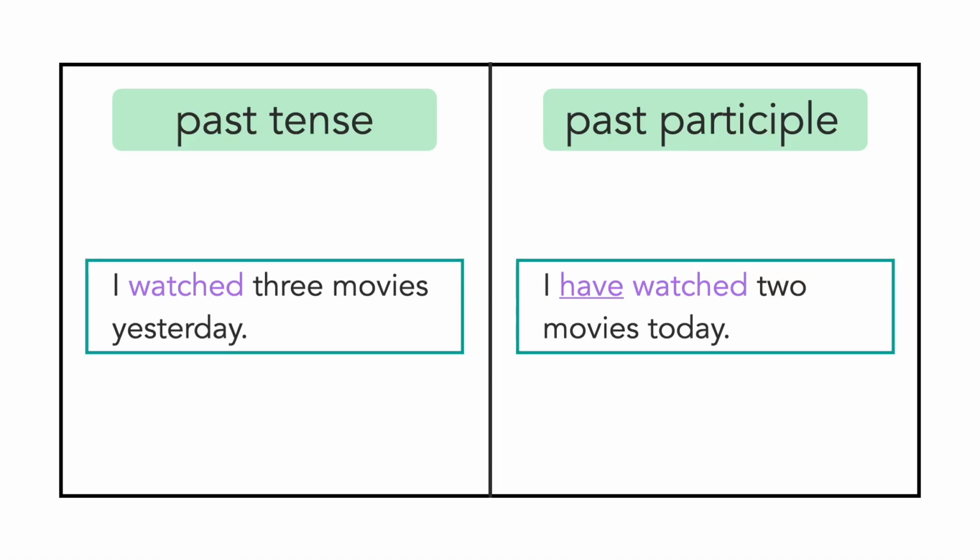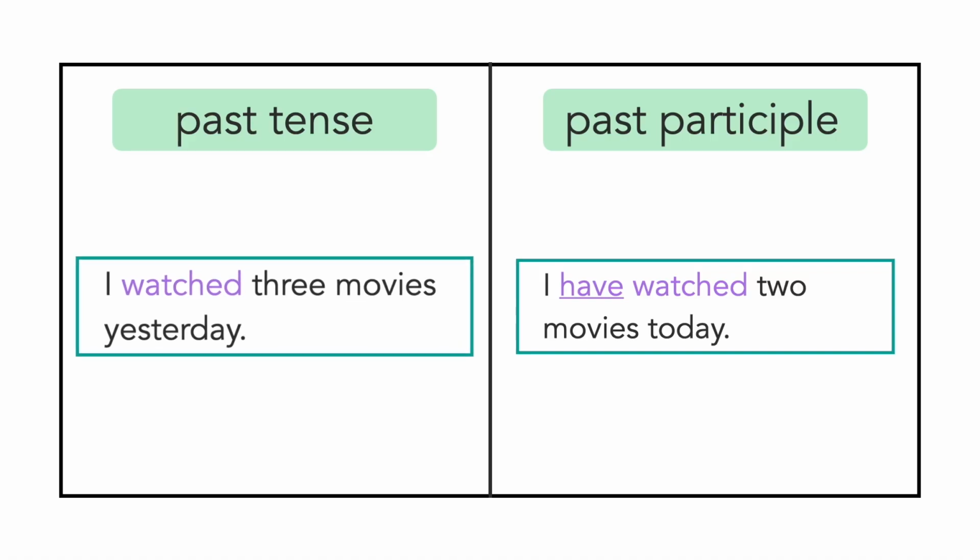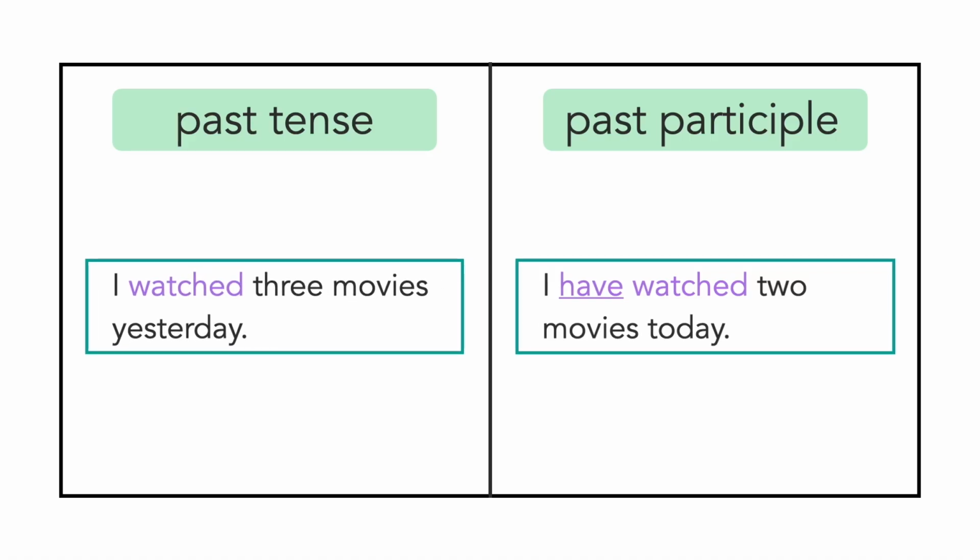For regular verbs in English, the simple past tense and past participle forms are the same, as you can see in these sentences where the forms are both watched. I watched 3 movies yesterday, and I have watched 2 movies today.